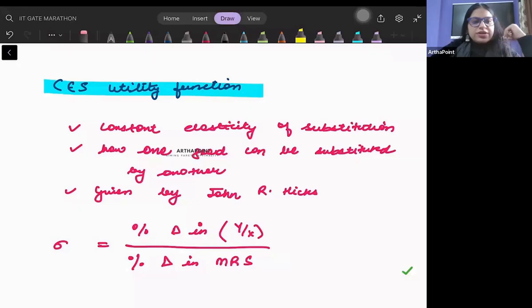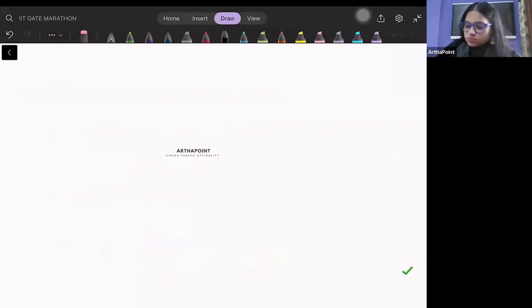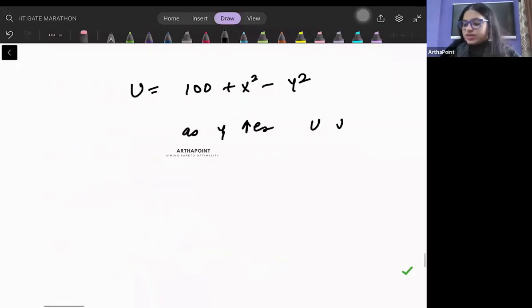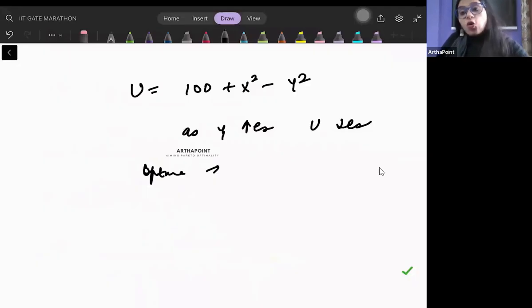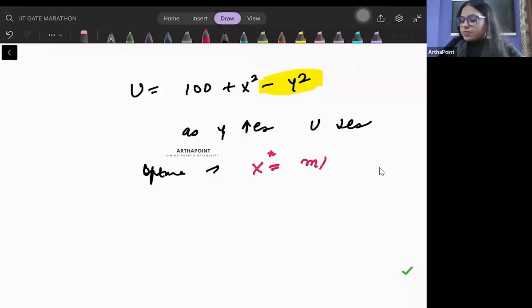What if it was 100 plus x square minus y square? So, beta, if your utility function is this, 100 plus x square minus y square, so we know that as y increases, utility decreases. So, I don't want to consume any unit of good y. So, my optima should suggest that I should be spending all my income on good x because y is a bad good. So clearly I can see that x star will be m by px. I will spend all my money on good x and not consume a single unit of good y.